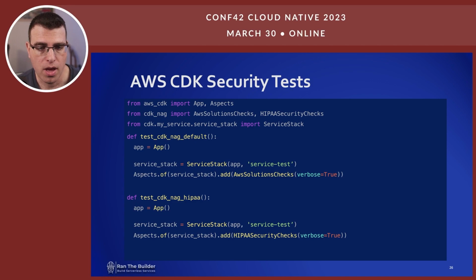In this case, we have two tests. The first test is going to check for AWS Solutions Architects' best practices for security measures, and the second one is the HIPAA standard for security checks. If you did something wrong, like an overly privileged role or a bucket open to the world, a public bucket, it's going to fail, and you're not going to push the code and deploy something that is risky. So that's very important.